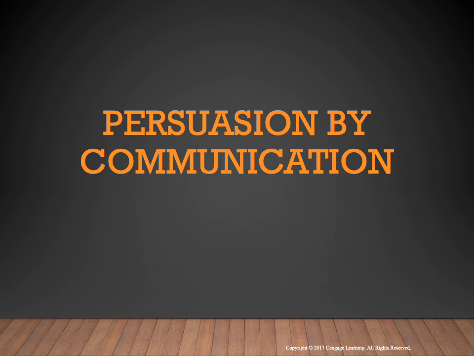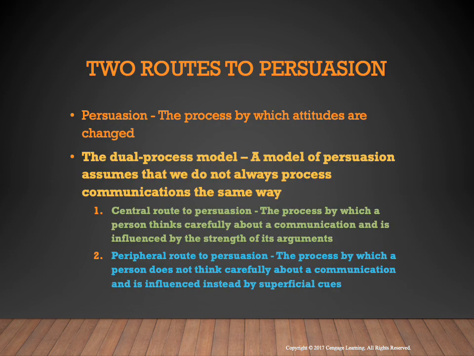Persuasion by communication. Two routes to persuasion. Persuasion is the process by which attitudes are changed. And the general consensus is that there are two routes to persuasion. This is called the dual process model.